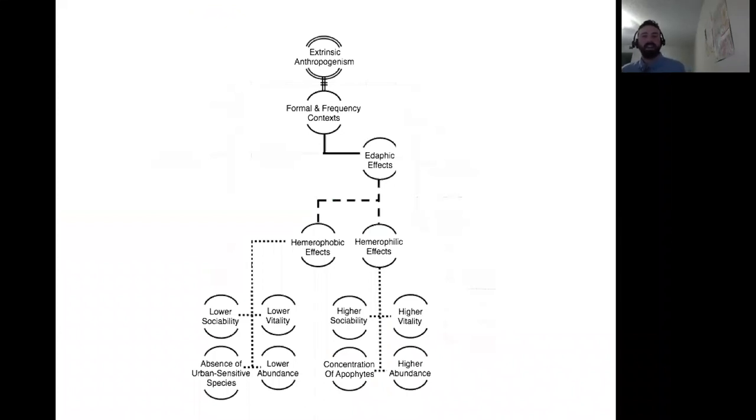So another area of formal and frequency context involving plants is something called edaphic effects. Edaphic effects is just a fancy way of saying something that pertains to the soils. And these can be broken down by those aforementioned hemerophobic and hemerophilic effects.